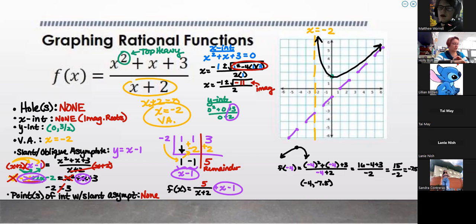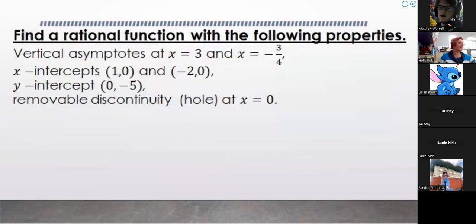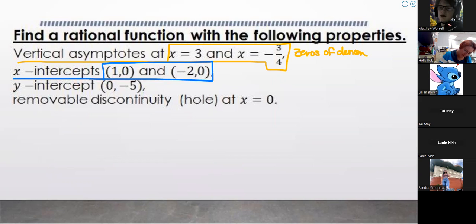All right. There's one more thing that I wanted to show you guys before we talk about any of the inverse and direct variation from 4.6. And that is this guy right here. We are going to write a rational function that meets all of the criteria that they've given us here. Vertical asymptotes, those are the zeros of my denominator. And then it also gives me my x-intercepts. Well, those are the zeros of my numerator.